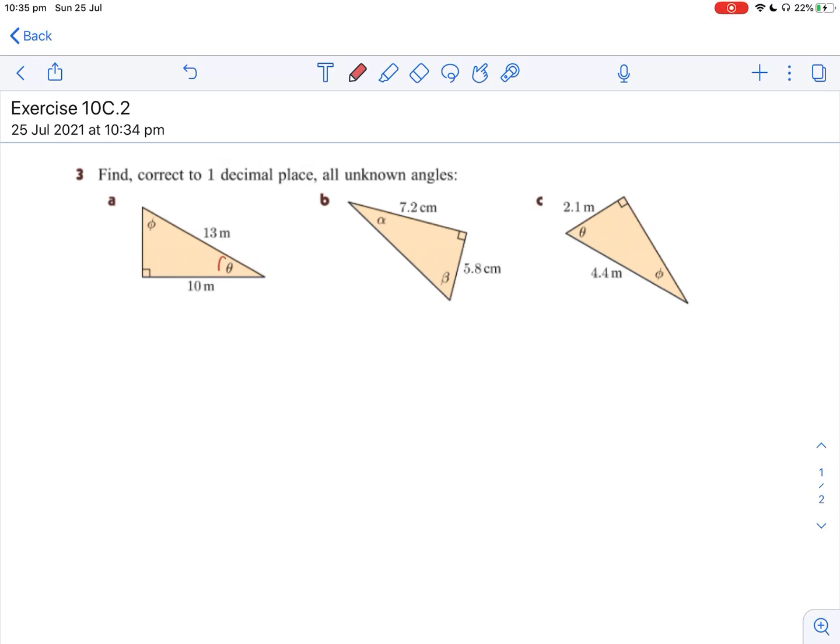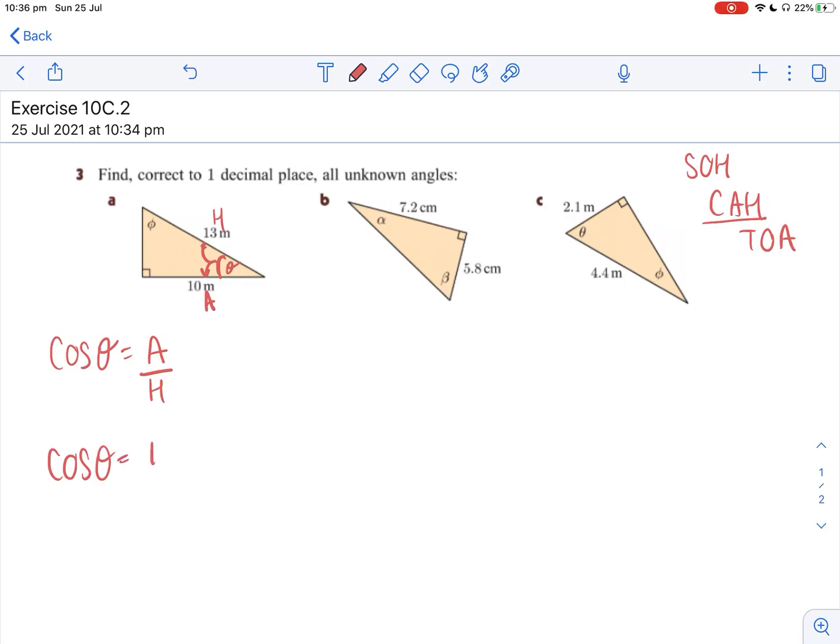So let's say this is the angle I'm going to be looking at. So first I'm going to be looking at theta. You want to label your side lengths. So I've got here an adjacent side and here I've got a hypotenuse. So if I've got my SOH, CAH, TOA, I've got A and H, so I'm going to be using cos theta equals adjacent over hypotenuse. Now, I'm going to fill it in, so I've got cos theta equals 10 over 13.